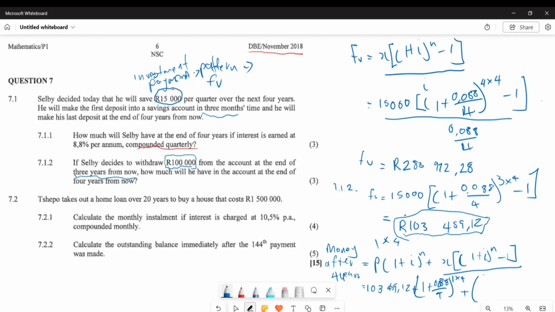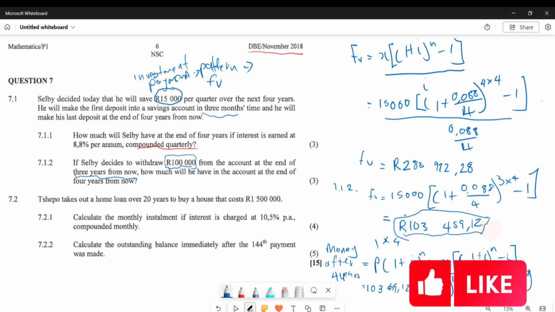This other one is going to be again the 15,000. Let's try and squeeze it in here. Now, what is it? This is going to be the 15,000 into 1 plus the interest, which is 0.088 over your 4, to the power of 1 multiplied by 4, subtract 1, over what? Over your 0.088 divided by 4, right?